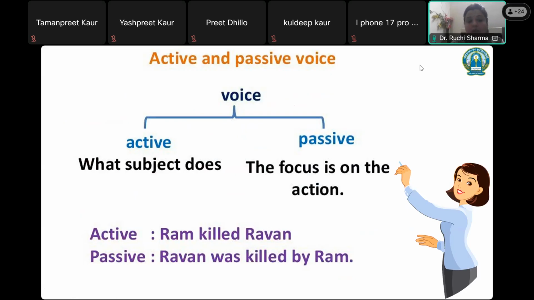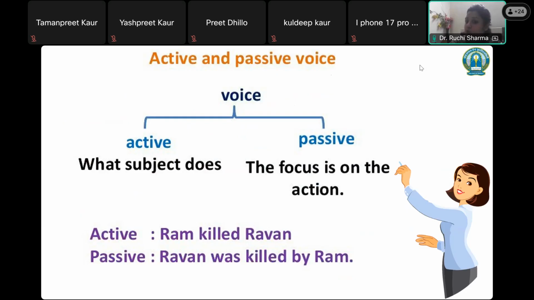Okay. Now, what happens is in a sentence, usually what the subject is doing is what makes your sentence. Say, for example, Ram killed Ravan. So, Ram is somebody who is doing the action. Ram is the subject because he's doing that action of killing Ravan. While in the passive voice, it is some action that has happened to Ravan, something that has happened that focuses on the action and not on the doer.